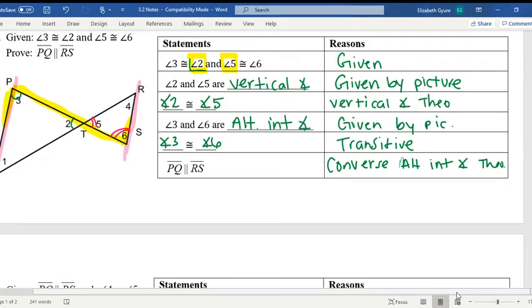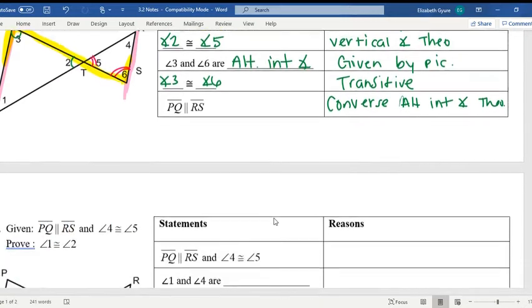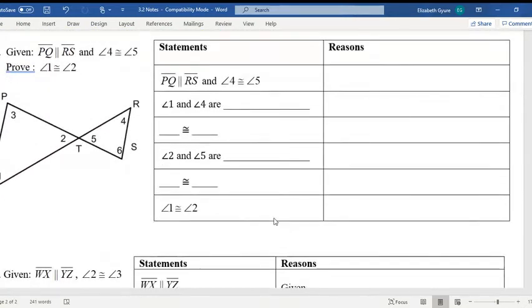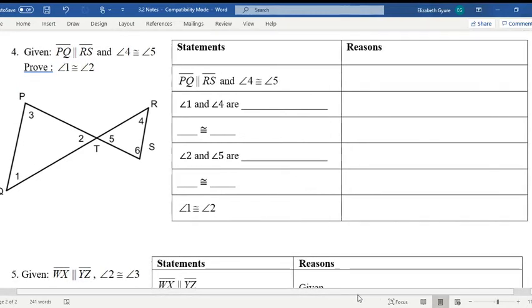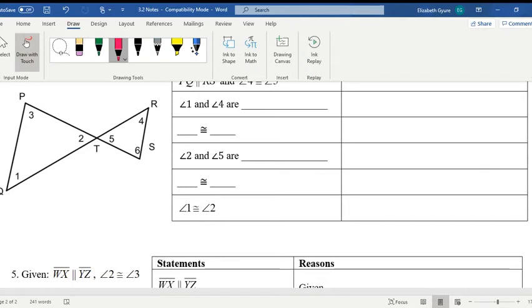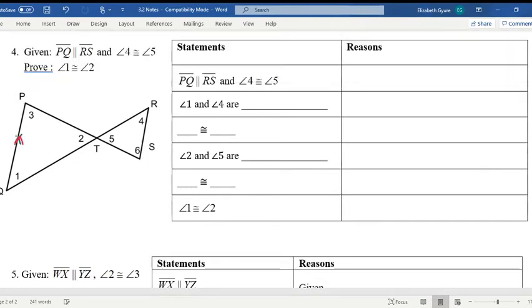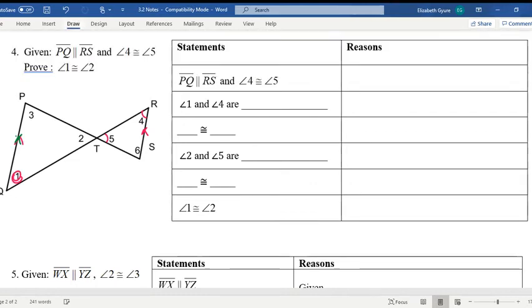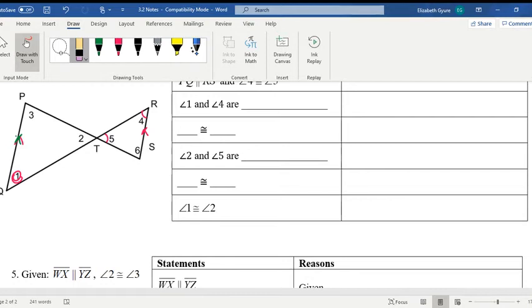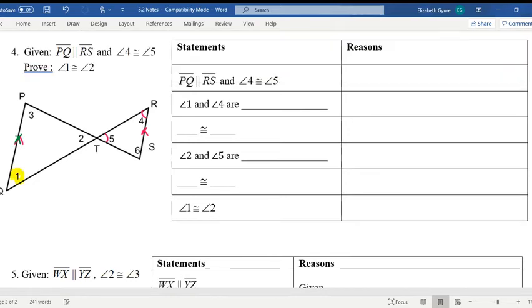All right, number 4. Here we are given, this is the same picture as the one before, I don't know if you noticed, but in this situation, we are given that segment PQ is parallel to segment RS and that angle 4 is congruent to angle 5. We want to prove that angle 1 is congruent to angle 2. This is very similar to what we just did. We're going to use a lot of the same strategies here.